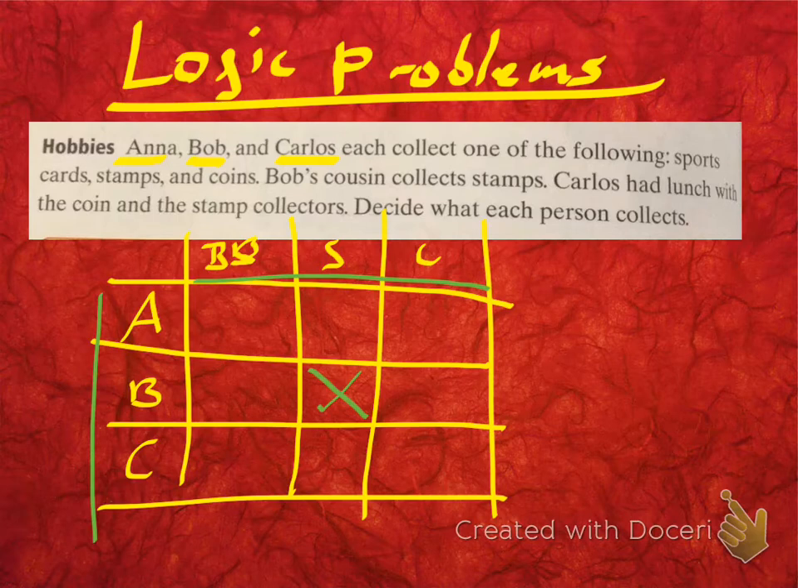So if Bob's cousin collects stamps, Bob is not the person that collects stamps. He either collects the sports cards, the baseball cards, or the coins. All right, so that pretty much takes care of that clue. There's not much else we're going to get out of that.